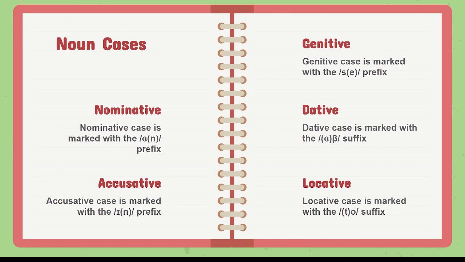Okay, now Nhchango has 5 noun cases: the nominative, the accusative, the genitive, the dative, and the locative. Nominative case is marked with an un prefix. Accusative case is marked with the in prefix. Genitive case is marked with the se prefix. Dative case is marked with the uv suffix. And locative case is marked with the to suffix.